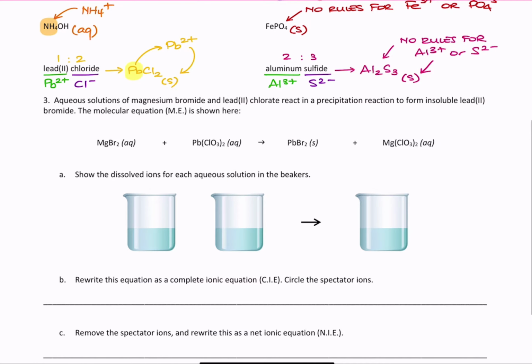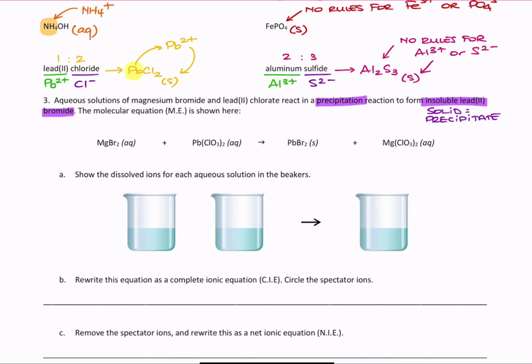Problem 3. Aqueous solution of magnesium bromide and lead 2 chlorate react in a precipitation reaction to form insoluble lead 2 bromide. So, precipitation reaction characteristic, a solid is formed, and the solid here is lead 2 bromide. Okay, this is a solid, and we call this a precipitate. That's why the reaction is called precipitation. The molecular equation is shown here.